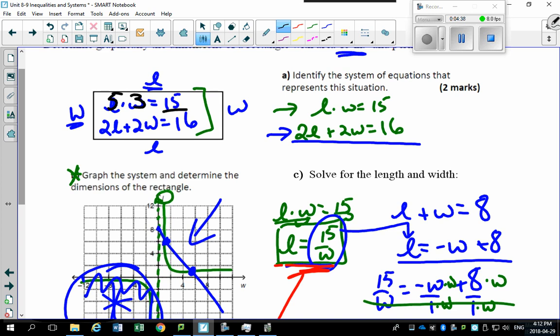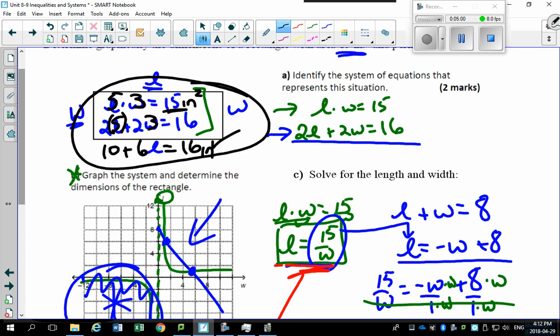5 times 3 gives you 15 inches squared. And then if this length was 5 and this was 3, 2 times 5 is 10, plus 2 times 3 is 6, gives you a perimeter of 16 inches. Look at that. Oh, that should have been inches squared. 16 inches and 15 inches squared for your area. So that works just beautiful. So your answers, don't forget to tell me, is 5 inches, which is the length, and your width is 3 inches.